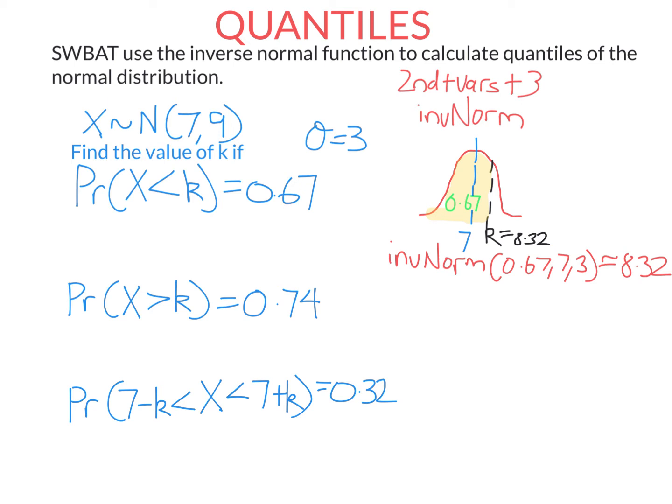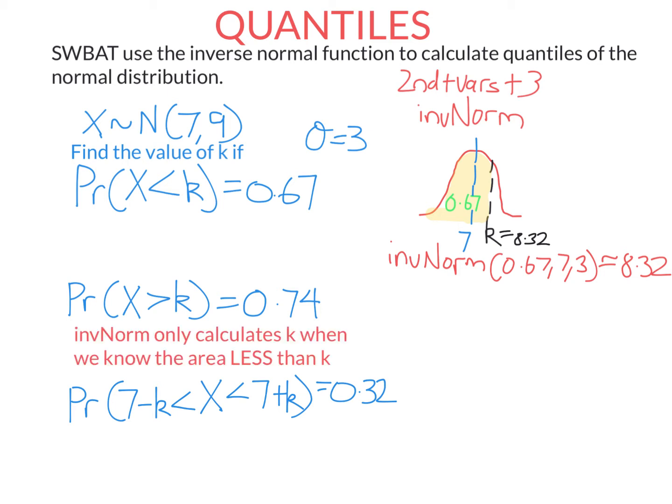Now let's look at finding the value of the score so that the probability of being greater than that score is 0.74. This one is a little tricky because the inverse normal function only allows us to input the area that is less than the value that we're trying to find. In this case, we know the area that is greater than the value that we're trying to find. So we need to do a bit of manipulation first.